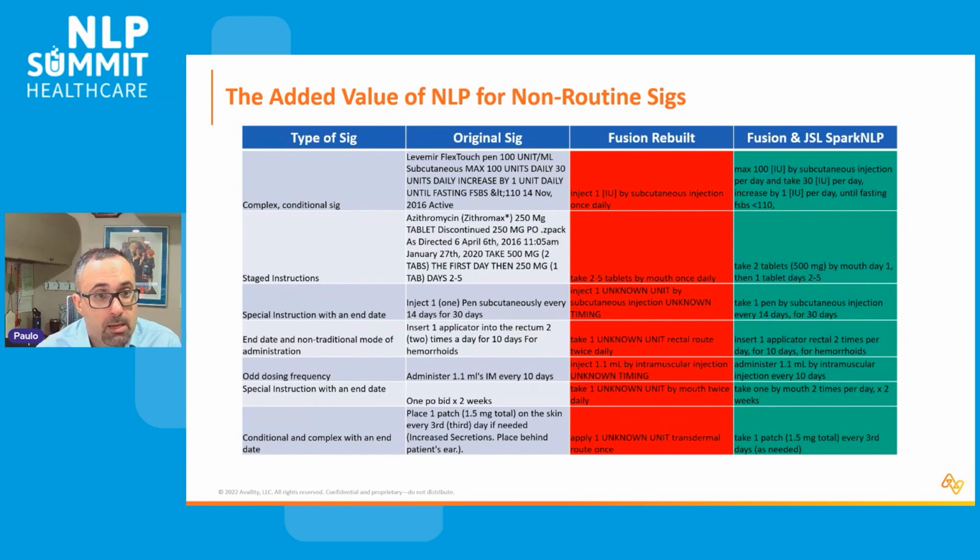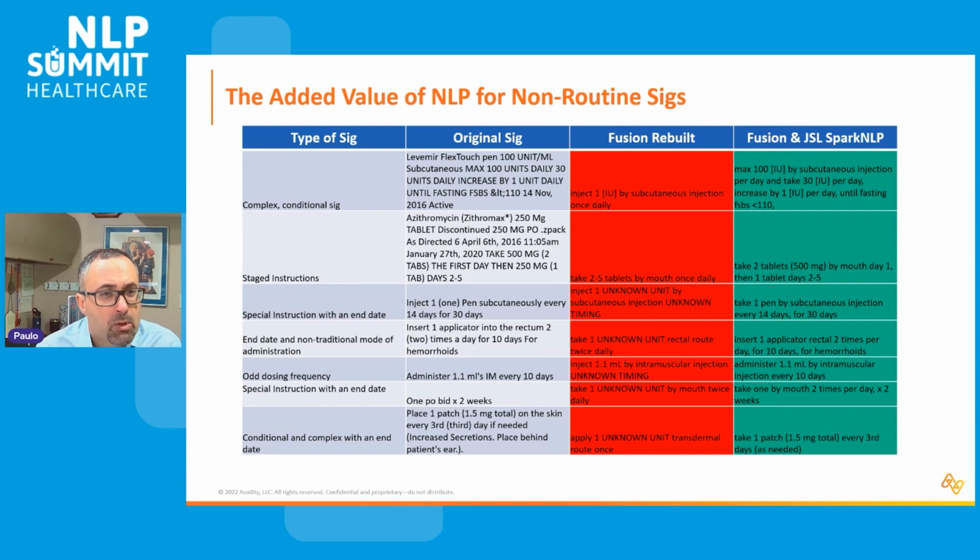You can look at the example of this insulin, which is 100 units per mL, max 100 units per day, 30 units increased by 1 unit daily until fasting blood sugar less than 110. Fusion RebuiltRx was inject one international unit by subcutaneous injection once daily. By the time we got to the combination, you could see that's max 100 international units by subcutaneous injection per day and take 30 international units per day, increasing by 1 unit per day until fasting blood sugar is less than 110.